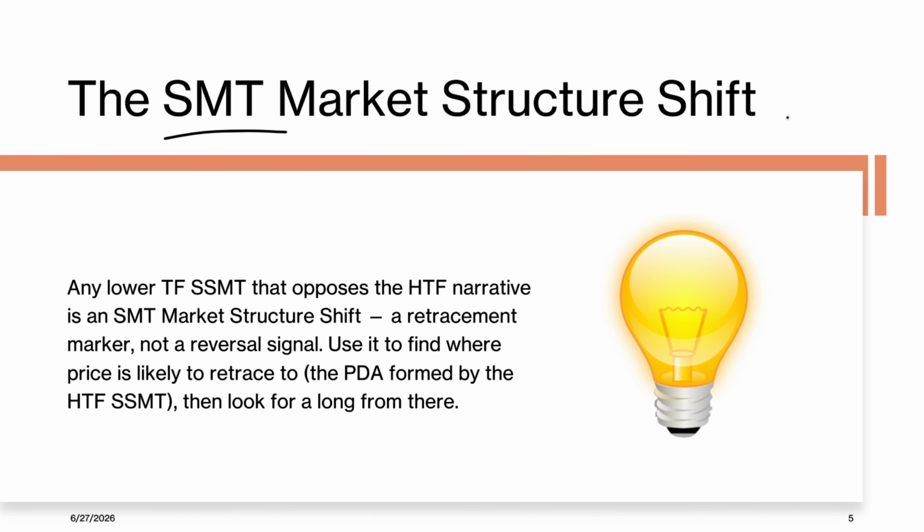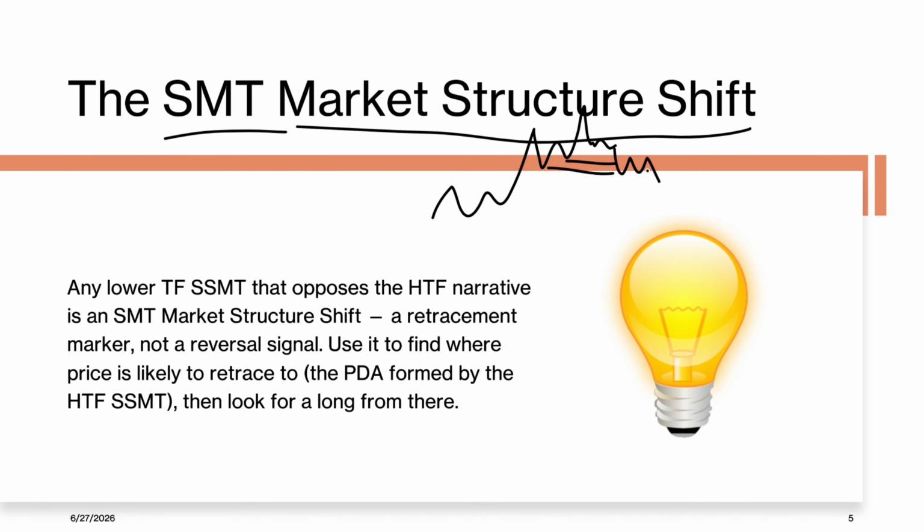The SMT market structure shift. Any lower time frame sequential SMT that opposes the higher time frame narrative is an SMT market structure shift. If you don't know what a market structure shift is, it's basically a change of state. Let's say we're in a bullish scenario or bullish bias, trading higher, and whenever the market tends to change its state, change its bias, so to say, this is our market structure shift, or change of state. And then the market tends to go lower, take out the liquidity. The market is changing its structure, so to say.